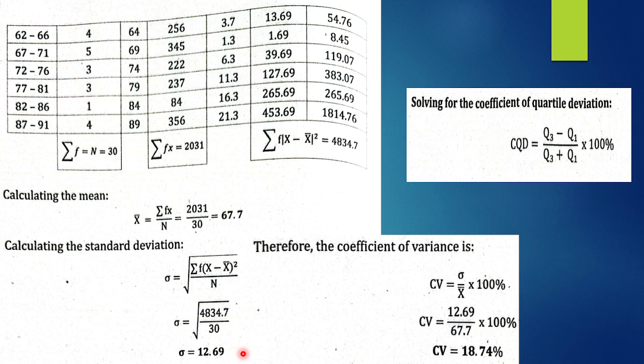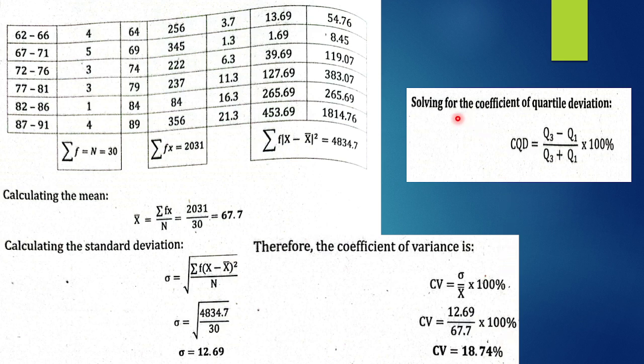Now, after getting the standard deviation, we can simply answer the coefficient of variance or variation. So the coefficient of variance is CV equal to the standard deviation over the mean. That will be 12.69 over 67.7. And then the quotient of this one multiplied to 100% is 18.74%. So our coefficient of variance or variation is 18.74. Now we're done with the coefficient of variance or CV.